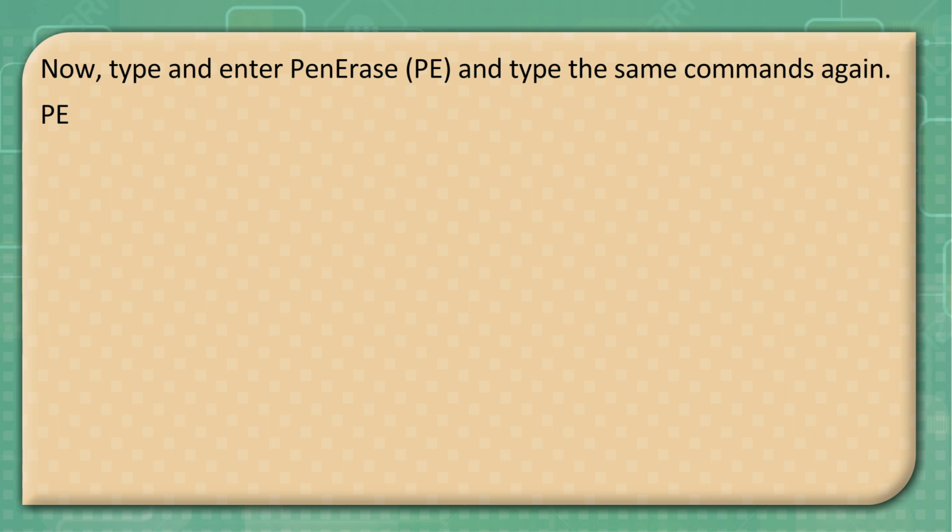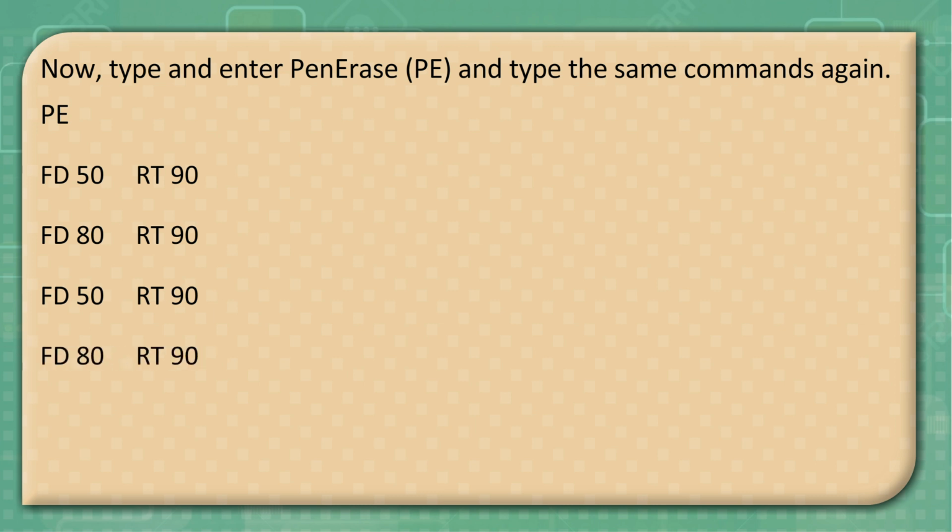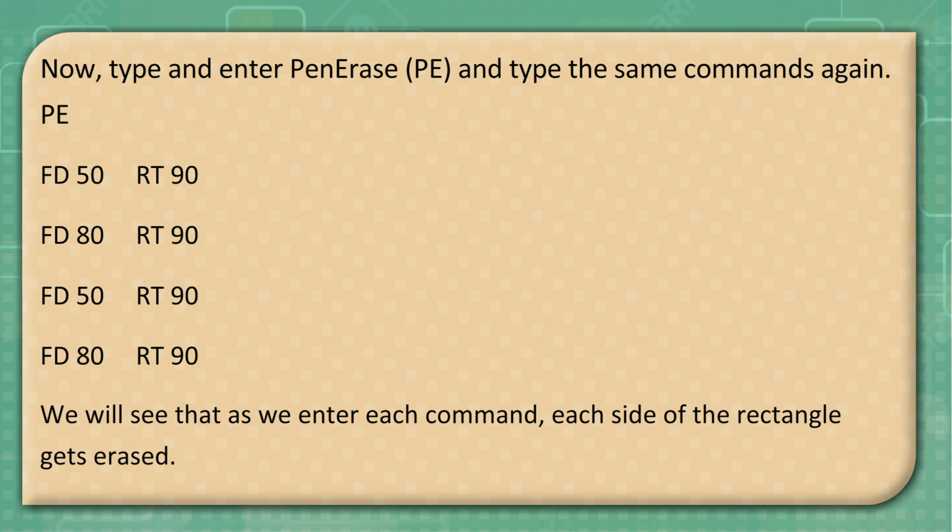Now, type and enter pen erase, PE, and type the same commands again. PE, FD 50 RT 90, FD 80 RT 90, FD 50 RT 90, FD 80 RT 90. We will see that as we enter each command, each side of the rectangle gets erased.